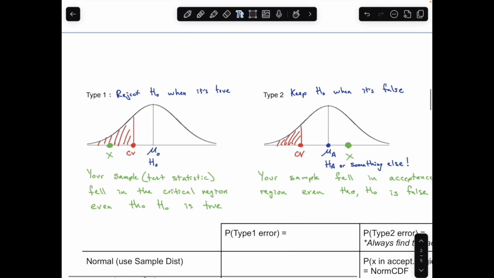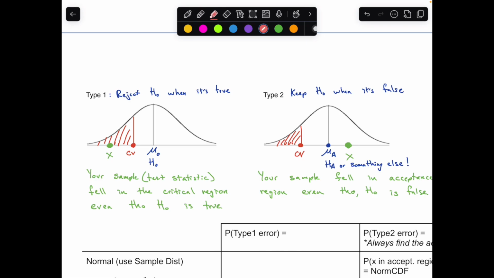Just a quick review: a type 1 error is when you reject the null hypothesis when it's true, and that means that your sample value fell into the critical region even though H null is true. A type 2 error is when you keep the null hypothesis even though it's false, and that's because your sample value fell into the keep region even though the null hypothesis is not true.